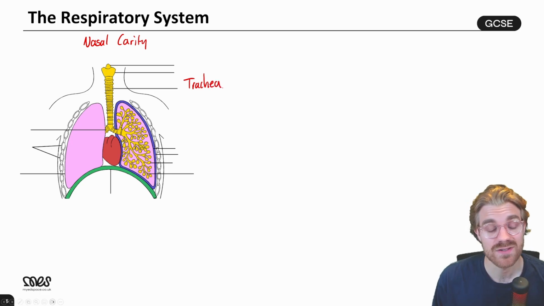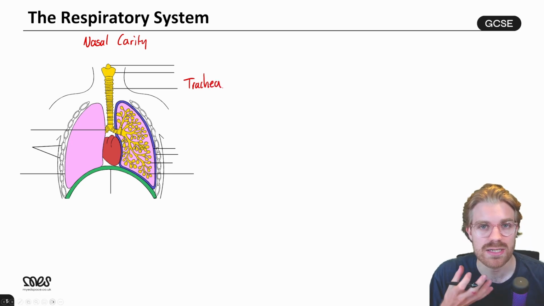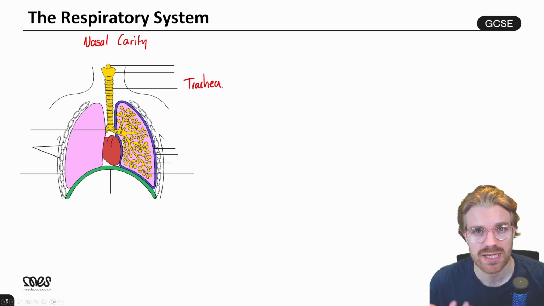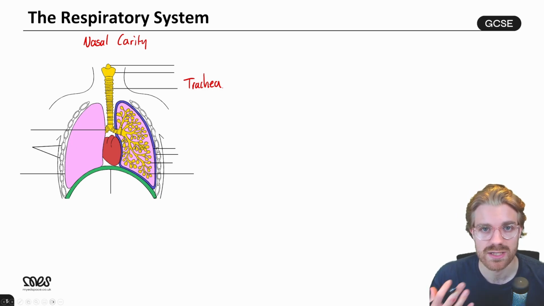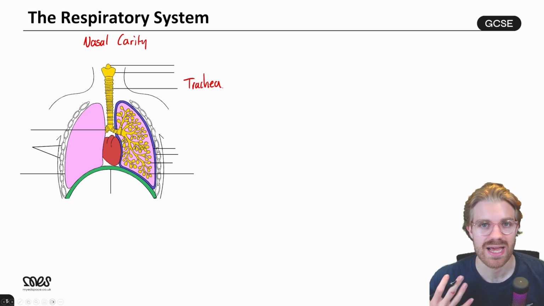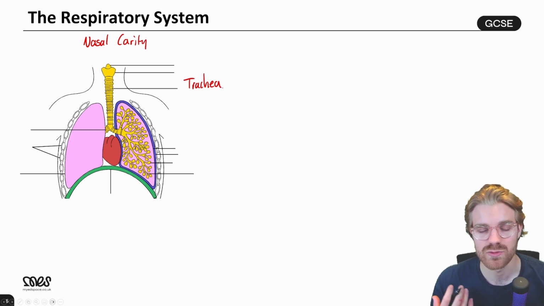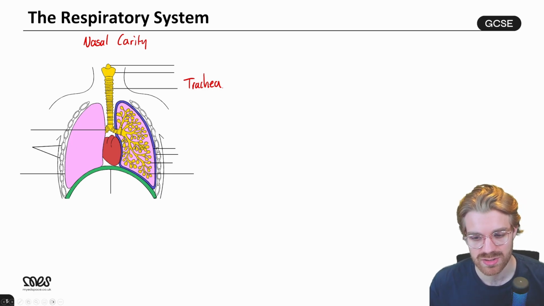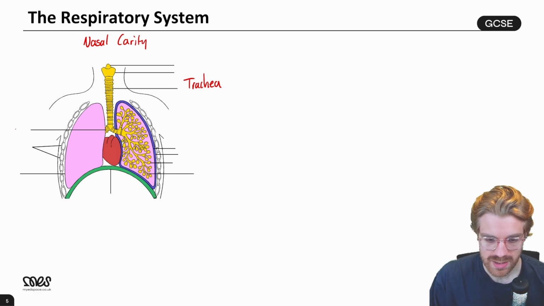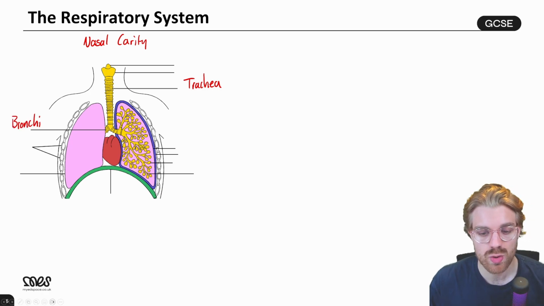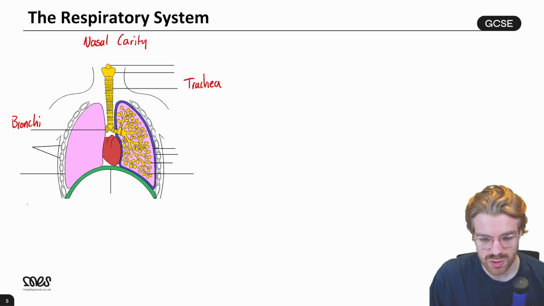Now, the trachea has a few different adaptations. It has rings of cartilage that help keep the trachea open whilst the air is moving down. And as well as that, it also produces mucus and has ciliated cells that help to protect against pathogens. The trachea connects to the bronchi, which are the two major branches that go into each lung. So the lung is the organ here.